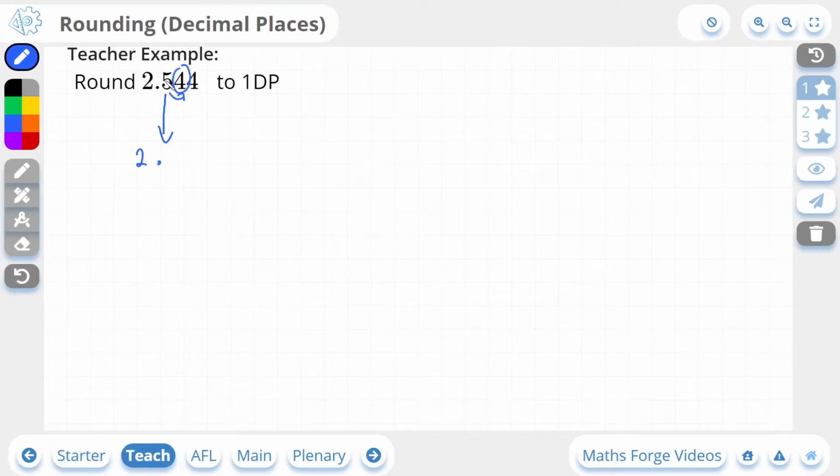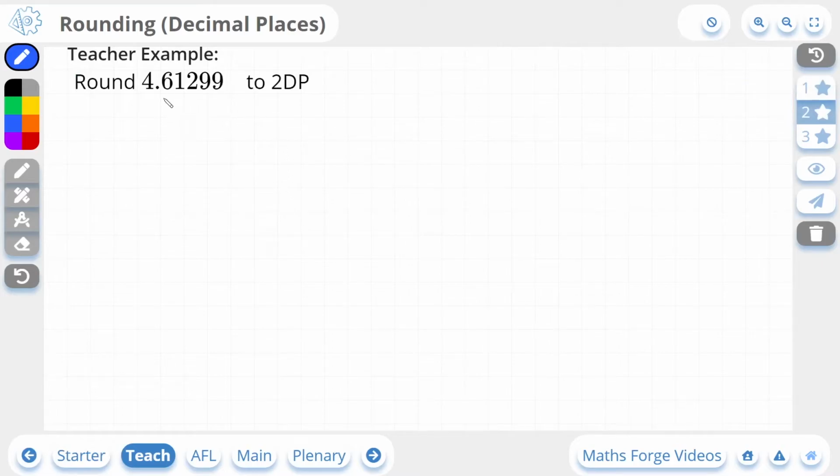Therefore, the number we're focused on in the first decimal place, this 5, stays the same. And all numbers after it turn into a 0. But since they're only asking for the first decimal place, we don't need to write the zeros after it. So 2.544 rounded to the first decimal place should be 2.5. And if we check our answer, there it is. Now let's do a 2-star example.